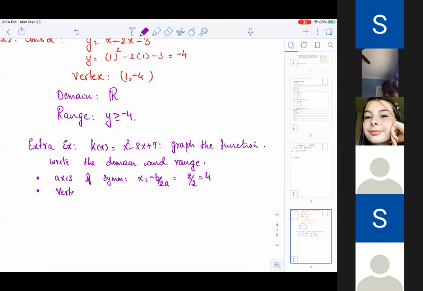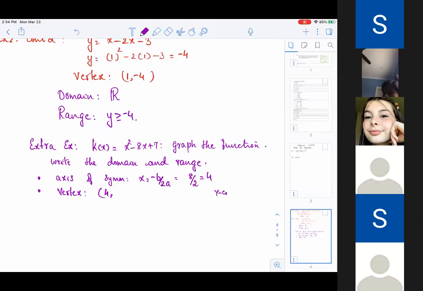Vertex. X coordinate is 4, we know for sure. Now the y coordinate is going to be 4 squared minus 8 times 4 plus 7. What is that? X is equal to 4. What about the y coordinate? Negative 9. That's correct. Negative 9.